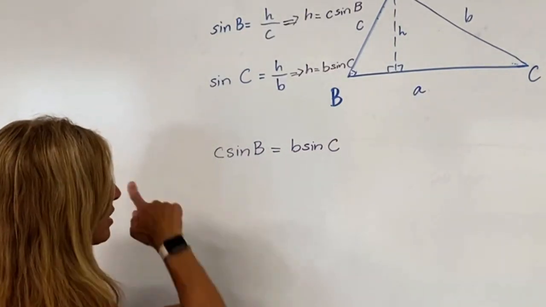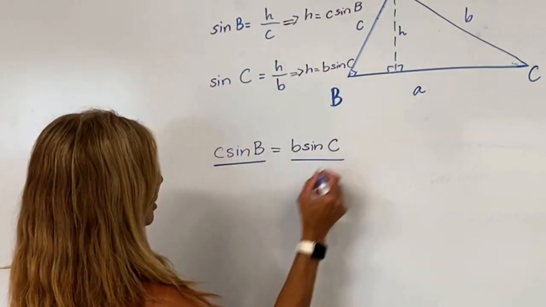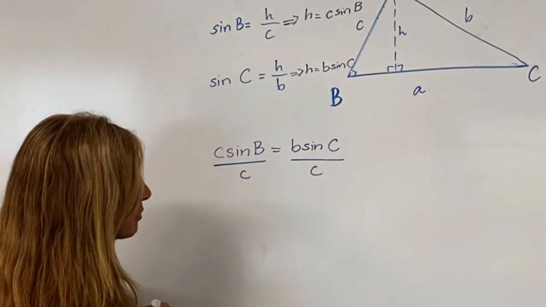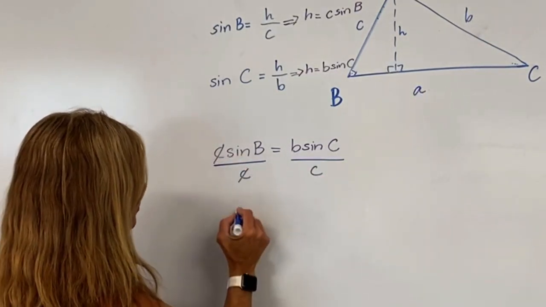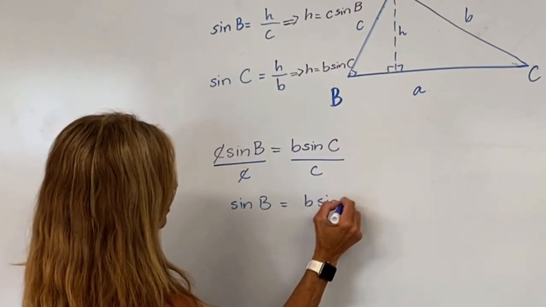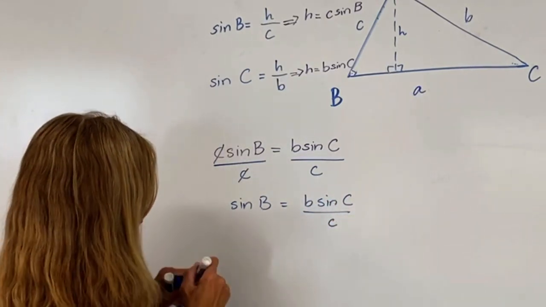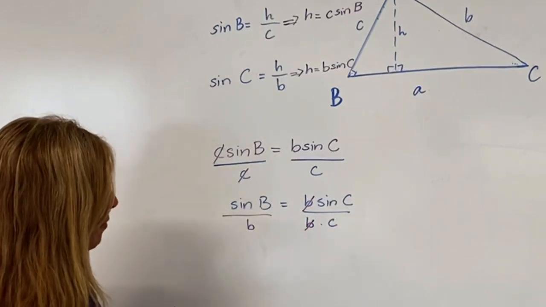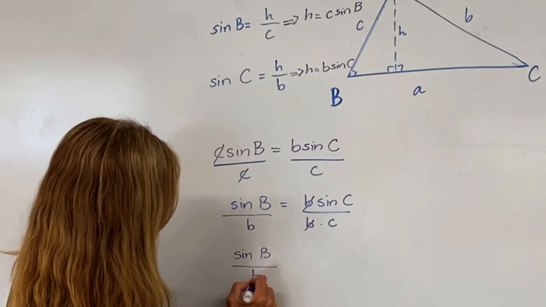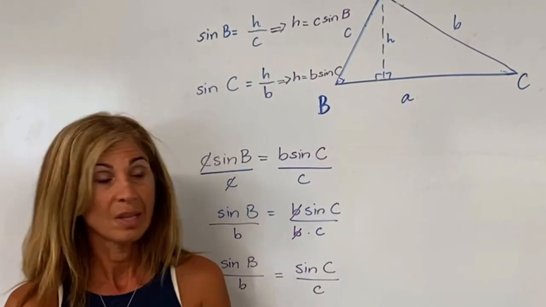Now we can take this equation, this relationship, and in two steps we can divide by C, which would give us sine B equals B sine C divided by C. And then we can divide by B. So our final setup is sine of B divided by side B equals sine of C divided by side C.